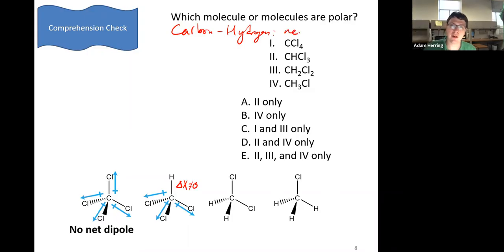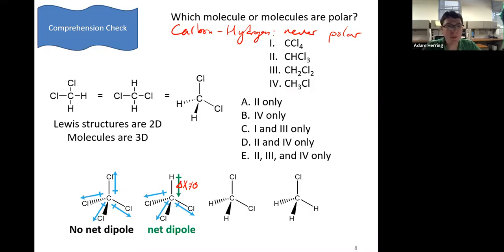Carbon-hydrogen bonds are never polar. Thus, whenever you see carbon and hydrogen in a molecule, you can ignore any bond dipole that you might want to put on there. So if we look at the overall molecular dipole of this molecule, we see that it's going down from the hydrogen towards the chlorines.